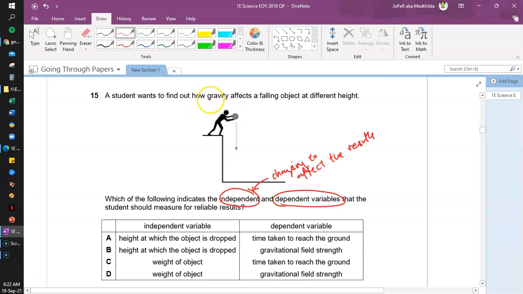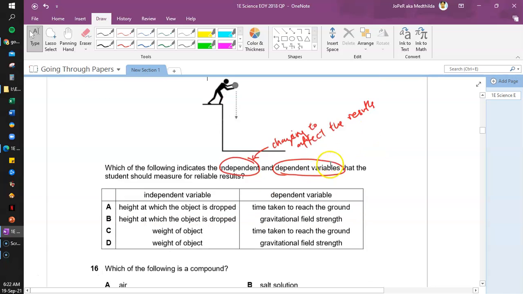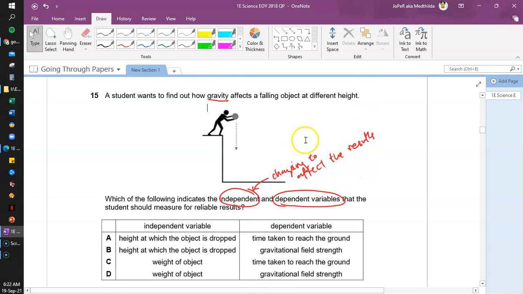So if I say how gravity affects a falling object at different height, the key idea here is this is the thing that I'm going to vary, because I'm going to look at how the different heights affect the falling object. Therefore, the independent variable should be the height of the object which is dropped.